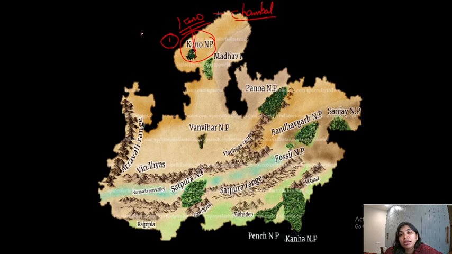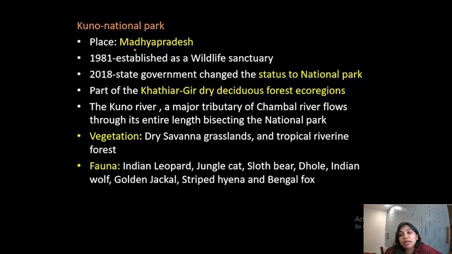Next, as we discussed, what type of land do the cheetahs need? Grasslands. If you observe this area, Rajasthan and Madhya Pradesh, this is an arid and semi-arid region where we'll find grasslands. Kuno National Park is in Madhya Pradesh. In 1981 it was a wildlife sanctuary. In 2018, its status was changed to national park.